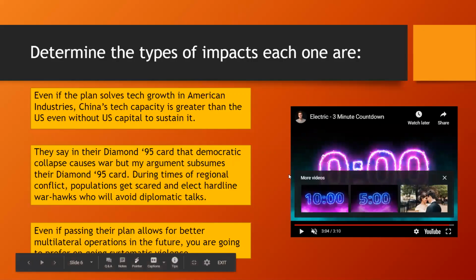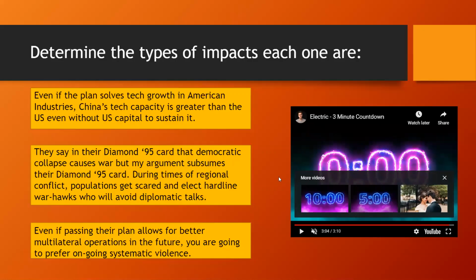All right, so let's see. Zaria, would you say the first type of impact calc was for the first one? I said it was magnitude. That's correct. Zaria, why did you say it was magnitude? Because it says China tech capacity is greater. So they're saying that their impact is bigger than their opponents'. That is definitely correct. Great job.